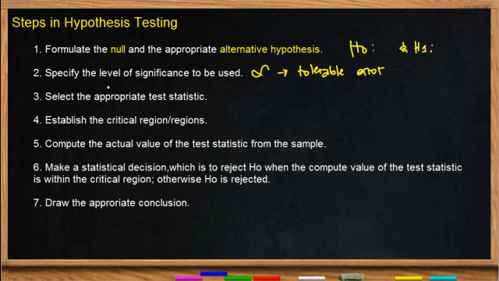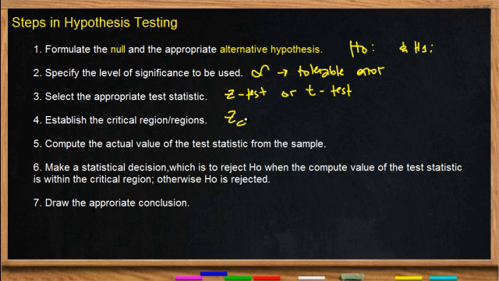Then select the appropriate test statistic. So mao na ato ang gamiton nga test. We could either use z-test or t-test. So depende na siya kung unsa ang ato ang available nga data. Z-test kung available ang sigma or kung ang n is greater than 30. Ang t-test kung dili available ang sigma, then ang n is less than 30. T-test ang gamiton.